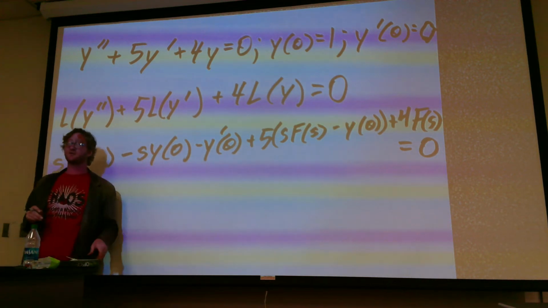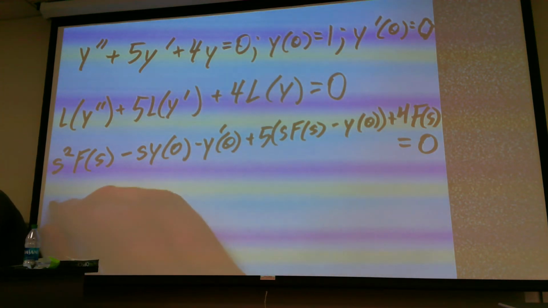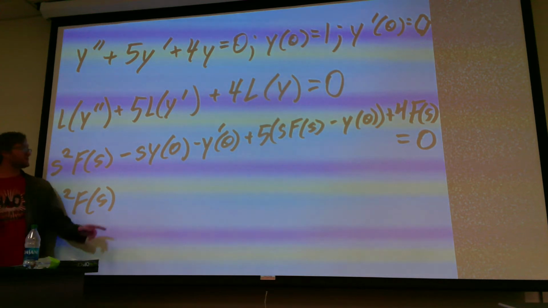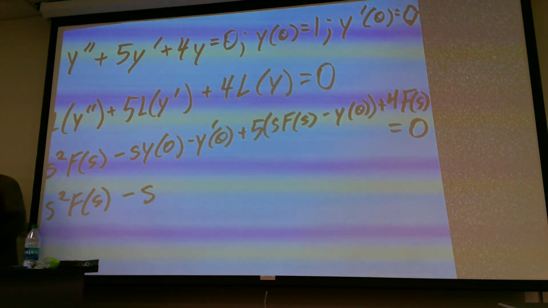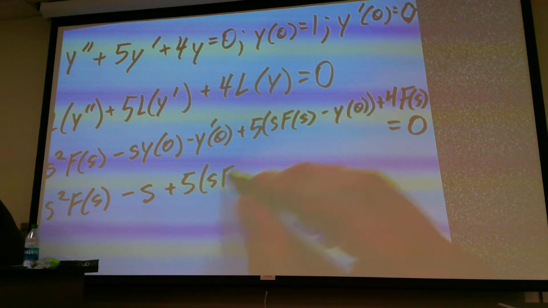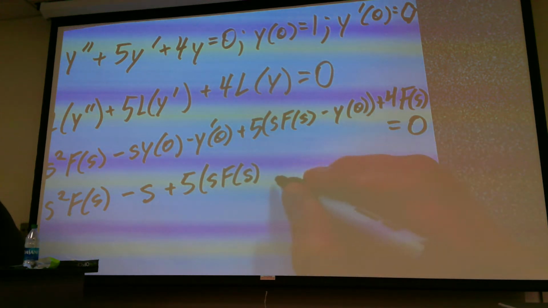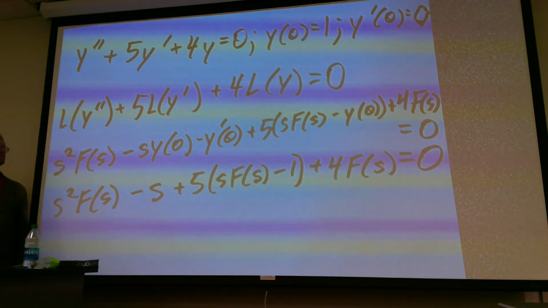Okay, now let's plug in our initial conditions into this problem because we have y of 0 and y prime of 0. So that'd be s squared F of s. Now y of 0 is just going to be 1, so that's just going to be minus s. Now y prime of 0 is 0, so we're going to leave that one out. And so that's going to be plus 5 times s F of s minus 1, plus 4 F of s is going to equal 0. We have to fit all of that onto one line.